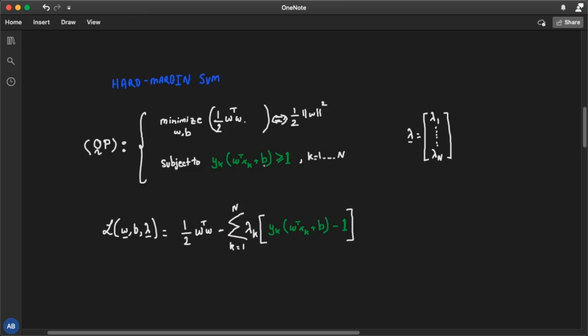And these regularity conditions are the so-called KKT conditions, that is the Karush-Kuhn-Tucker conditions. And what are they? If you solve the problem as if we have equality constraints, given that the solution, let's denote it as W hat, B hat, and lambda hat, satisfies the KKT conditions.